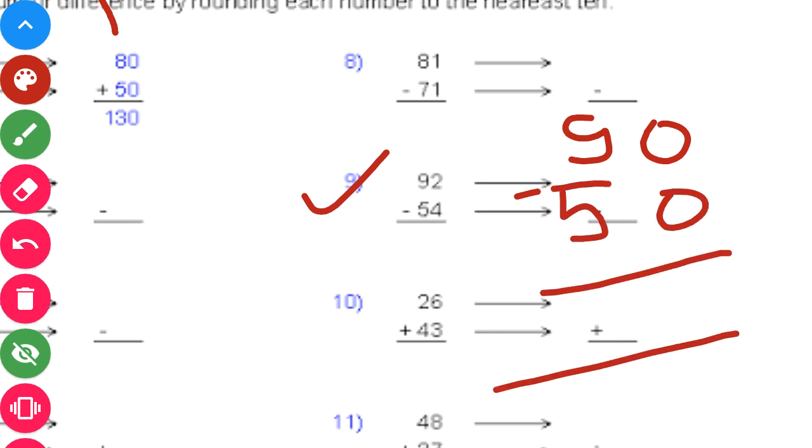Now 90 minus 50. How much will we get? 0 minus 0 will be 0. And 9 minus 5 we will get 4. So 40. Okay. Great. I hope the concept of rounding off to the nearest tens and finding the difference by rounding off is clear to you all. Okay, now let us move toward the next question.